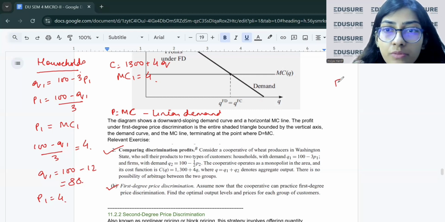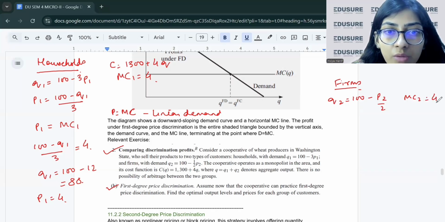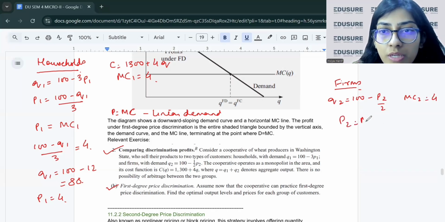Okay, now for the firms. For the firms, the demand curve is Q2 is equal to 100 minus P2 by 2. MC2 is again equal to 4. So again, P2 is equal to MC2.